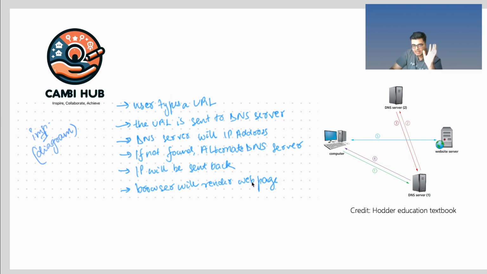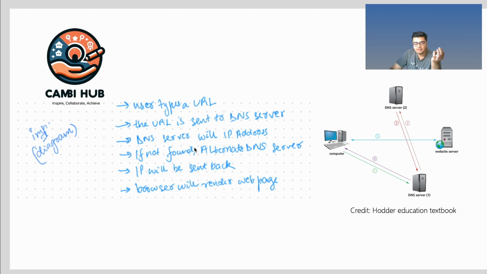So how do we access a web page? First, the user is going to type a URL. For example, if I want to go to YouTube, I will type youtube.com in my browser search bar. The URL is sent to a DNS server. From the computer, the URL will be sent to a DNS server.